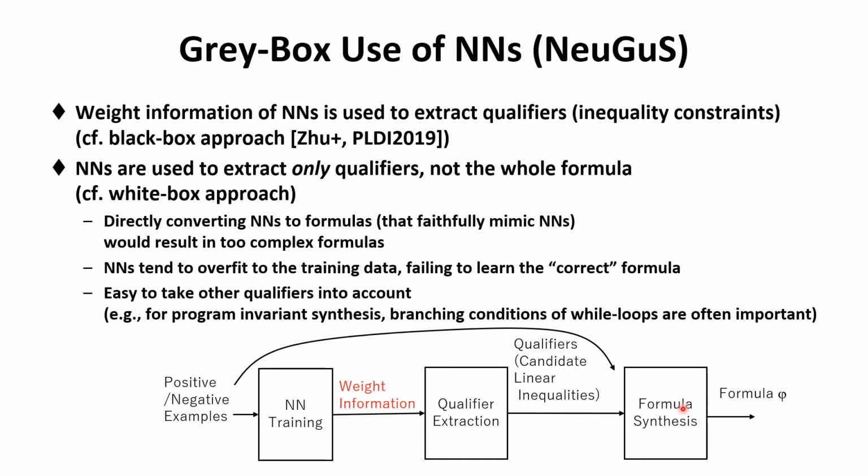And also, by using a classical method in the final phase for formula synthesis, it is easy to take other qualifiers into account. For example, for program invariant synthesis, branching conditions of while loops are often important, so we may wish to add those qualifiers in addition to those found from the neural network.